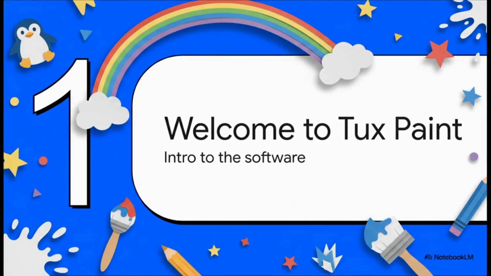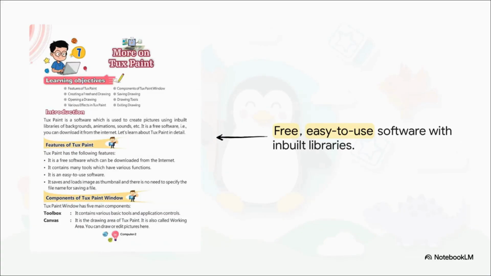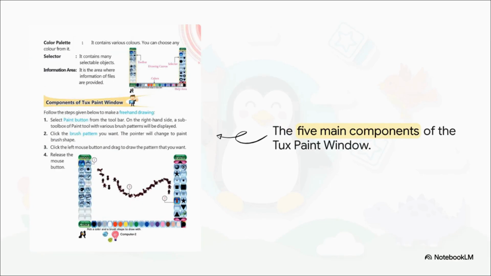Welcome to Tux Paint. So what is Tux Paint exactly? Well, it's a completely free, incredibly easy-to-use software built for creating pictures. It comes fully loaded with inbuilt libraries of backgrounds, animations, and even sounds. But honestly, one of its best features, and a real game changer for just getting straight to the creativity, is how it saves. It saves and loads your images as thumbnails. That means you literally never have to type out a file name to save your work. It's just wonderfully simple.